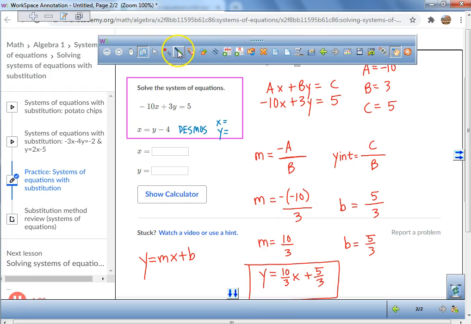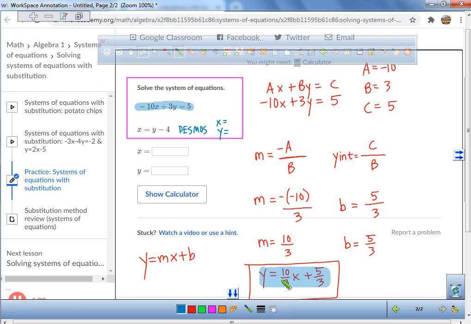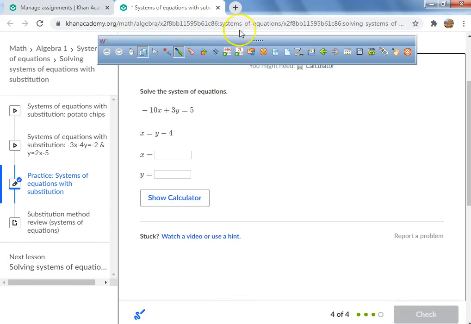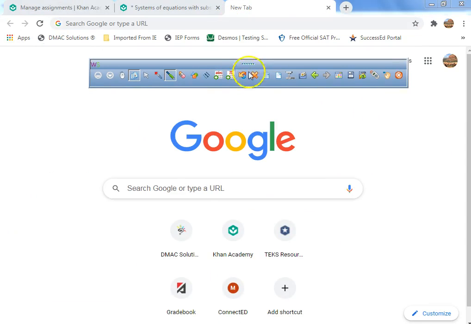Now, what did we do? We didn't use the substitution method on this one. What we did was we took this and we converted it to this. So we converted it from standard form to slope-intercept form. That's what we did. So here we go. Let's check it out. I'm going to go over here. I'm going to open up a window. I'm going to type in.